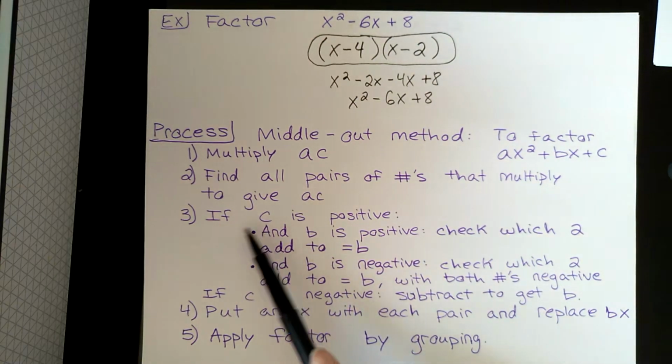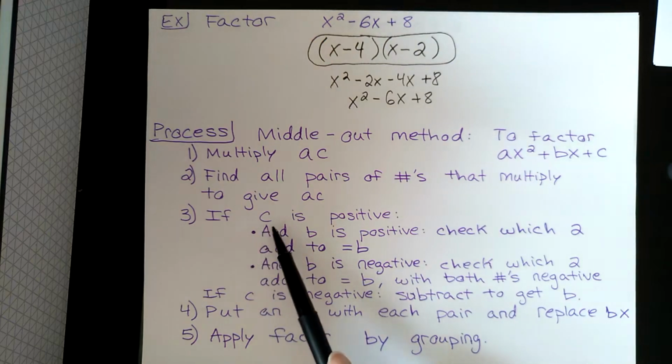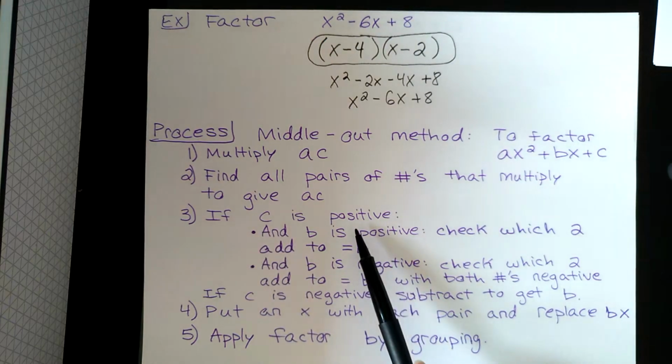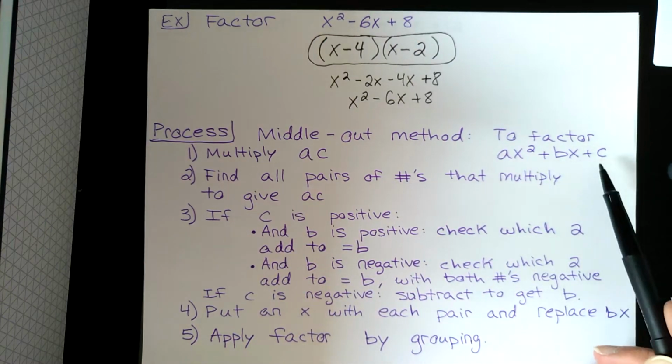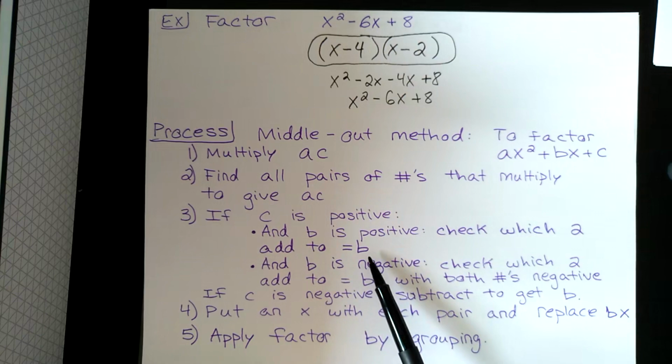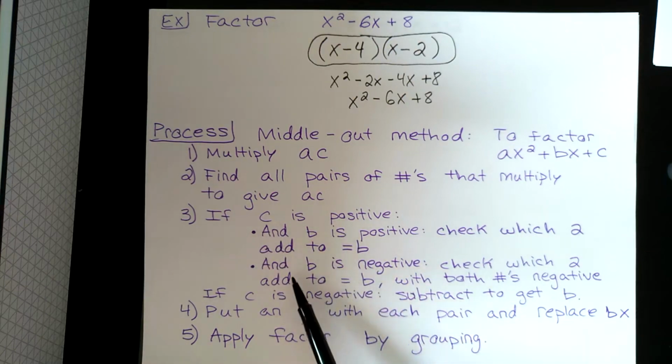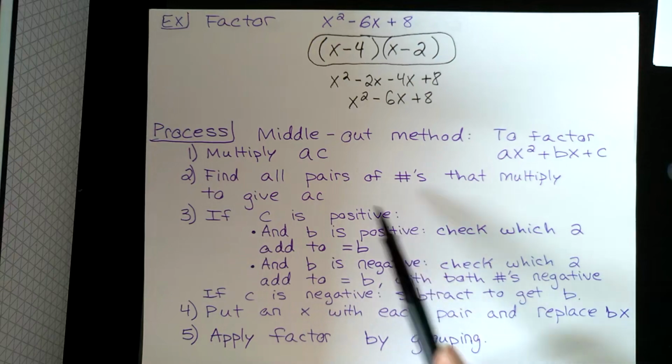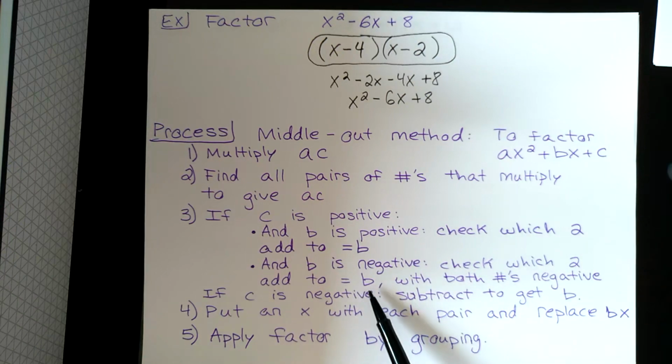And at this point, this is going to be very similar to what we did with guess and check. If C is a positive number and B is positive, so if both of these are positive, you're going to check which two values in step 2 add up to equal B. But if C is positive and B is negative, then you're going to make all of the values in step 2 negative, and then check which two add up to give you B. And finally, if C is negative, you're just going to subtract all of the values in step 2 to see which gets you to B.